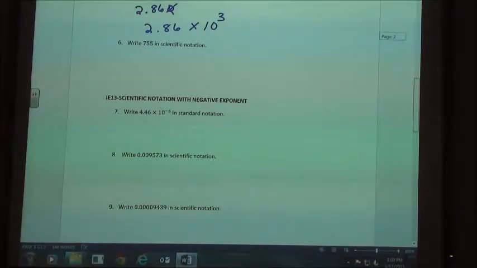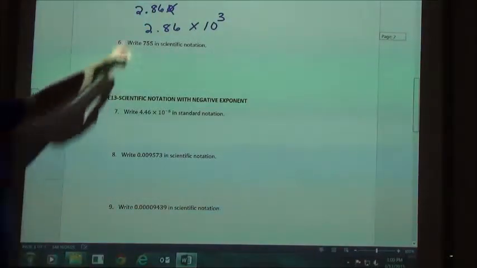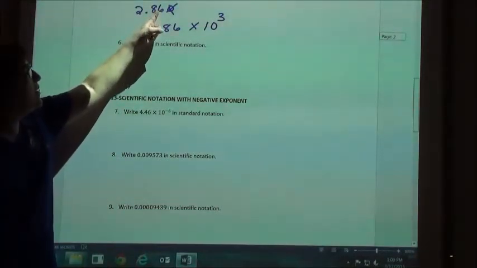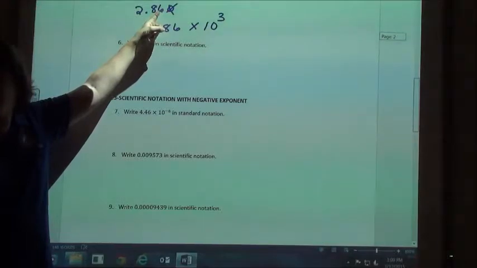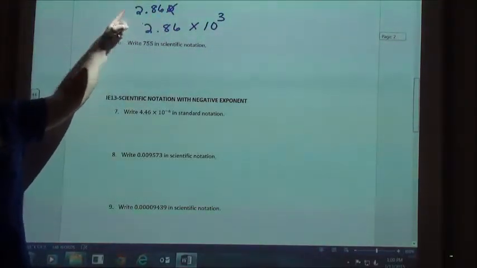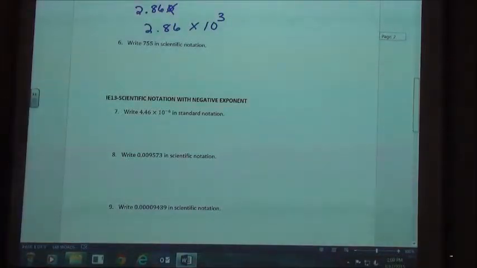Okay, now how did you figure out where to put that decimal? It always goes behind that first digit because it has to be a number between 1 and 10. If I don't move it far enough and I use 28.6, I don't have a number between 1 and 10. If I move it too far and put 0.2, I don't have a number between 1 and 10. Okay. So it's always behind that first digit.